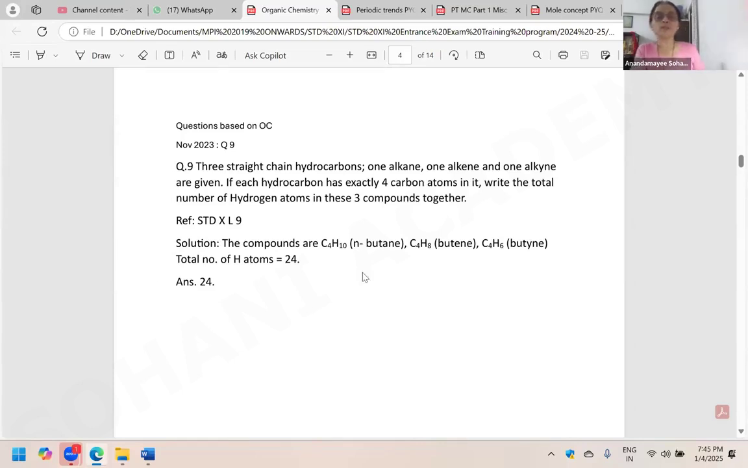So let us go to this first question, which is from 2023. 3 straight chain hydrocarbons. So very specific you have to be about the word. It is a straight chain hydrocarbon. So there is no branch in it. How many ever carbons are there? There is no branch. 3 straight chain, 1 alkane, 1 alkene and 1 alkyne are given. Each hydrocarbon has exactly 4 carbon atoms in it. Then write the total number of hydrogen in these 3 compounds together.